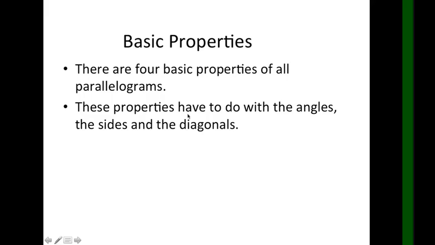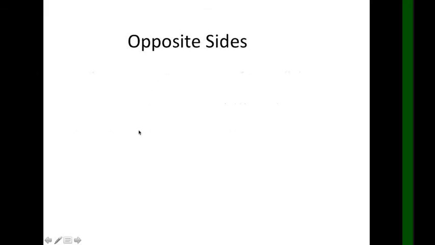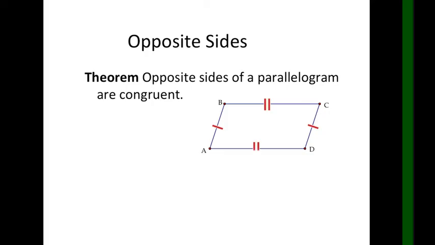The basic properties. There are four basic properties of all parallelograms. These properties have to do with the angles and sides and the diagonals. So let's start with the opposite sides. Theorem. Opposite sides of a parallelogram are congruent. So, ibig sabihin, yung parallel lines, yung mga lines na yon ay congruent. Like, for instance, yung BC at AD, congruent sila. Meaning to say, meron silang equal length of each side. So, AB and DC are also parallel, so they are congruent.